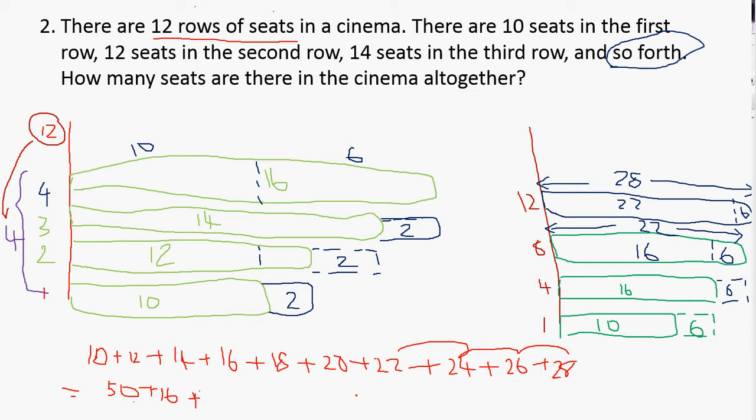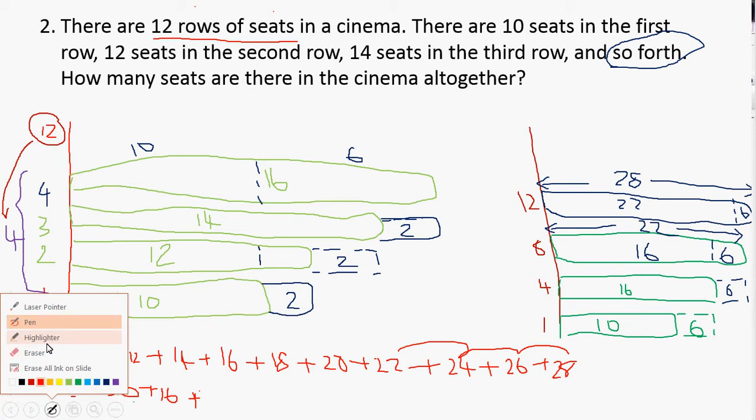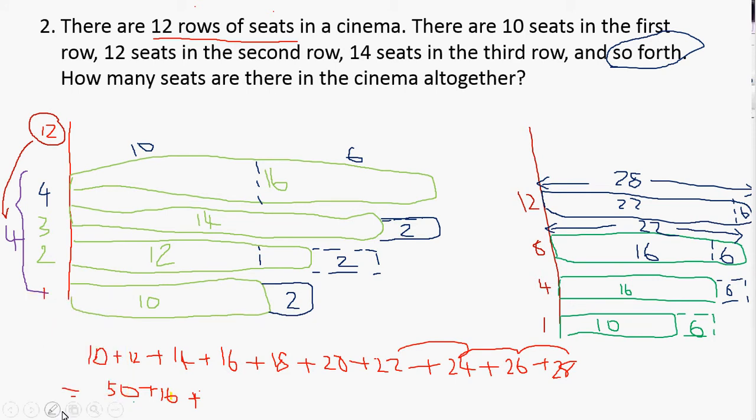2 plus 4 is 6. 6 plus 6 is 12. 12 plus 8 is 20. So this should be 20 over here. Correct? Understand? So there will be 20 again. So plus another 20, which is then 20 plus 20 is 40. 40 plus 20 is 60. 60 plus 20 is 80. Then 80 plus another 20 is 100.